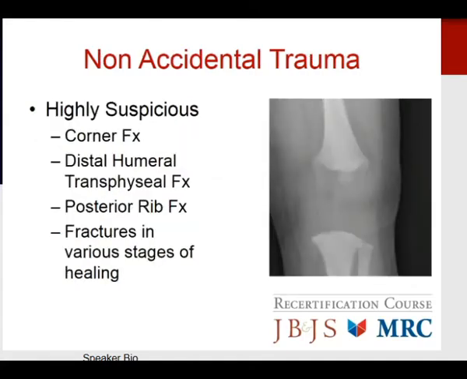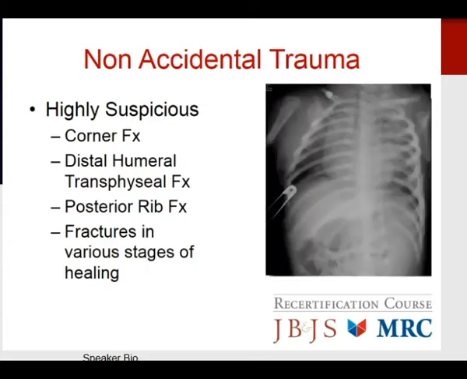There are other fracture patterns which are also highly suspicious for NAT and which often show up on the test. These include the so-called metaphyseal corner fracture, as well as distal humeral transphyseal fractures, which we'll see here in a moment. Additionally, rib fractures, especially in the non-ambulatory child, are very suspicious, and posterior rib fractures are almost pathognomonic for NAT. Additionally, a skeletal survey may reveal fractures in various stages of healing.